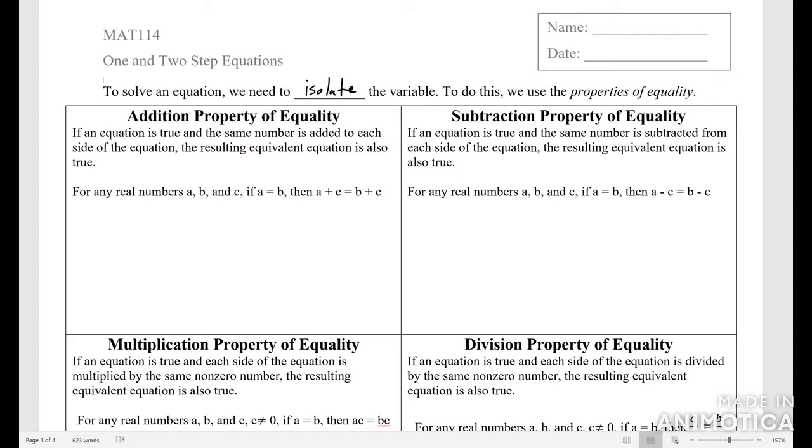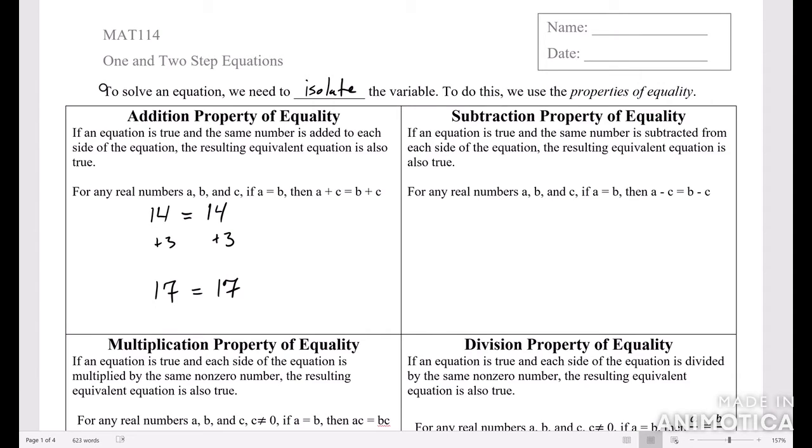Okay, if I start with 14 on each side of the equation, this is true. 14 is equal to 14. Okay, if I add the same number, so I add 3 to each side, then the resulting equation is also true.